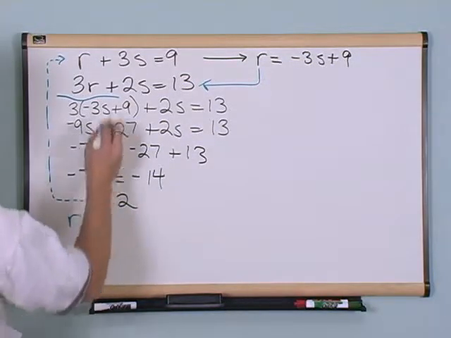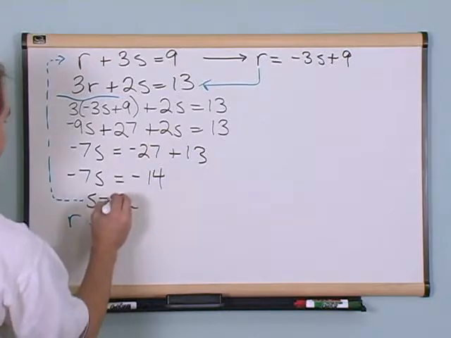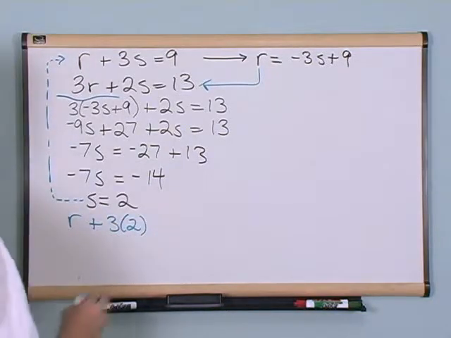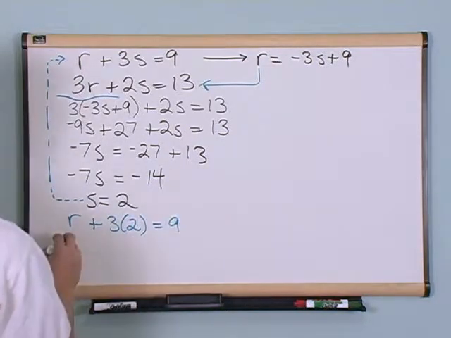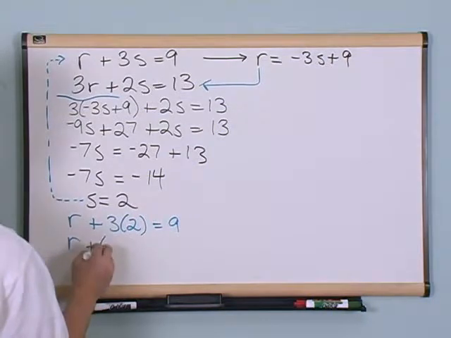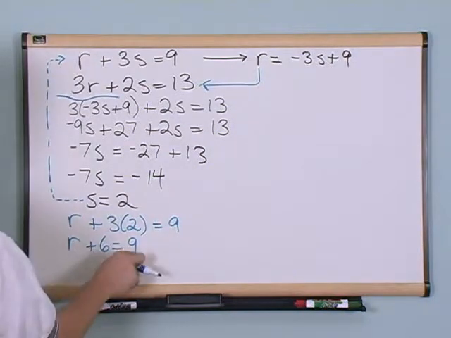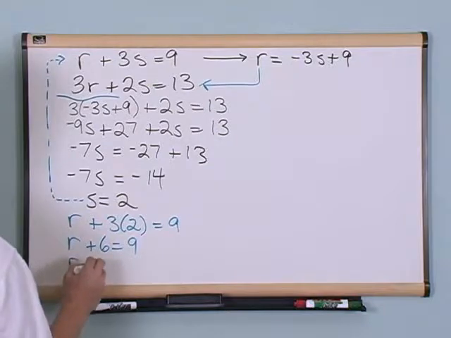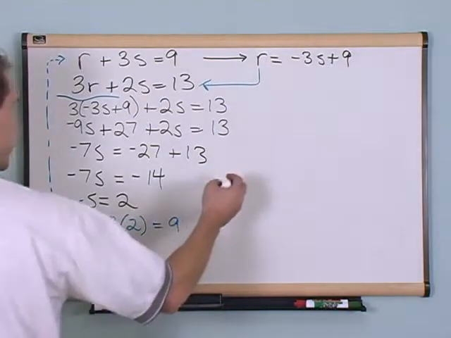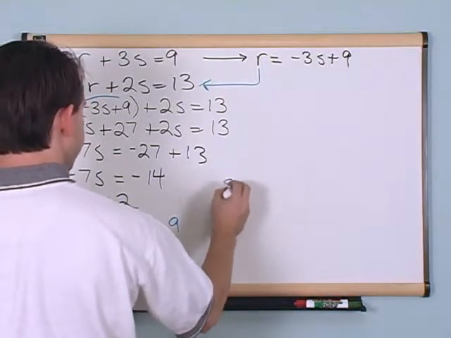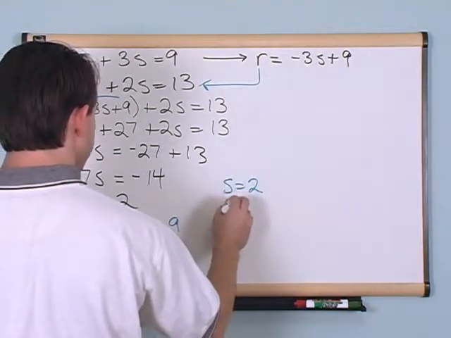r plus 3 times s, but I just found s is equal to 2, equals 9. r plus 6 is equal to 9. Subtract 6 from both sides, r is equal to 3. So the solution to this problem is s is equal to 2, r is equal to 3.